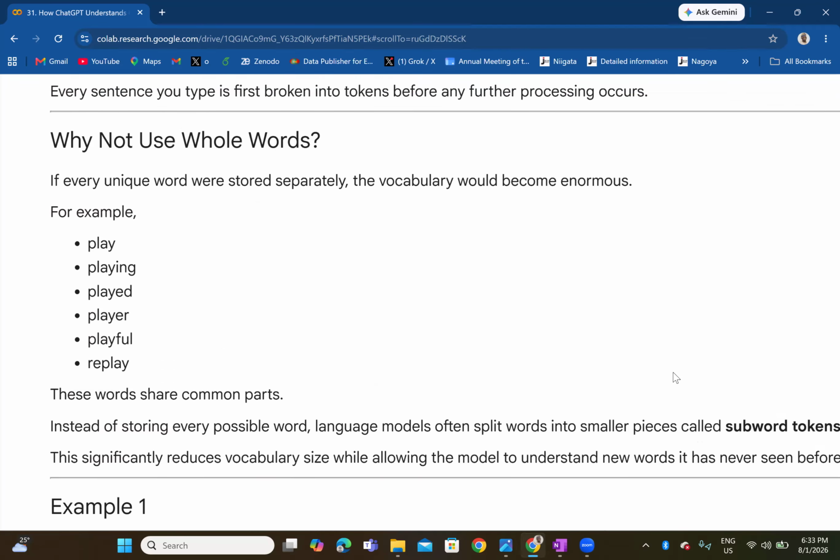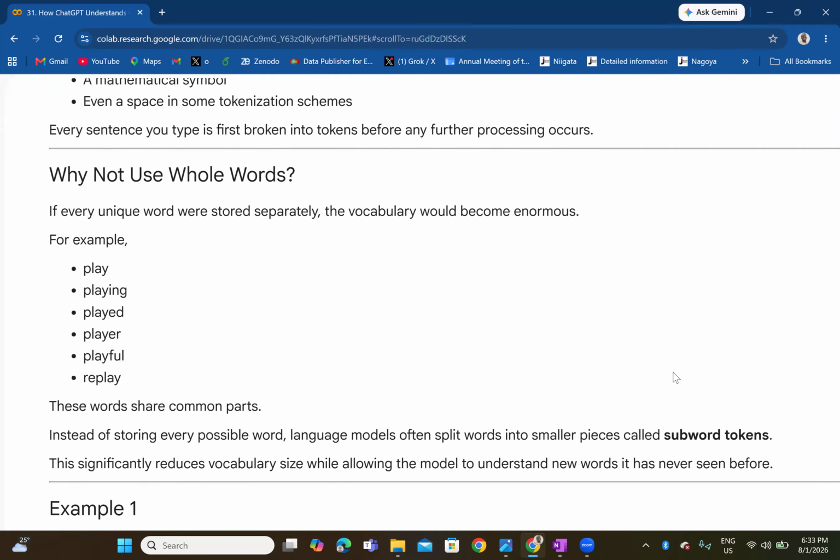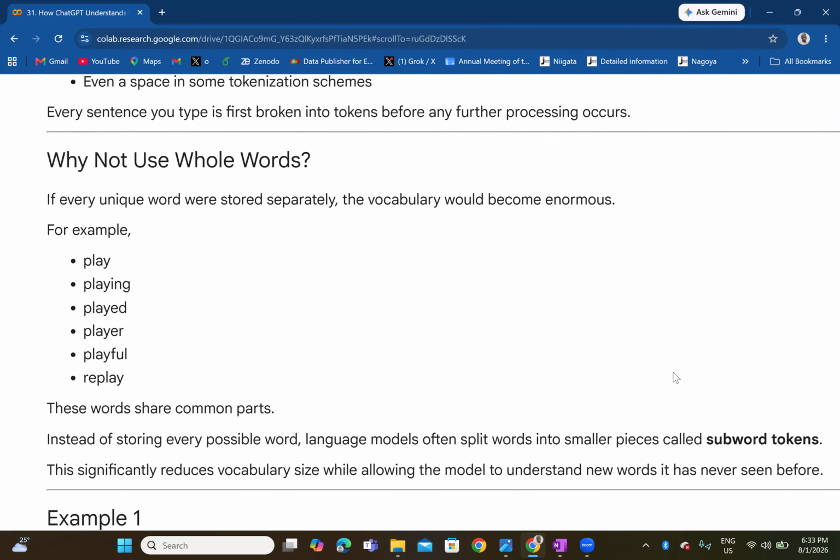Now the question is, why not use whole words? Why break words down into smaller portions? If every unique word were stored separately, the vocabulary would become enormous. For example, you have play, playing, played, player, playful, and replay. These words share common parts. If you have play as a token, you can easily join re and play to get replay. You can join play and ful to get playful. You can join play and er to get player, and so on.